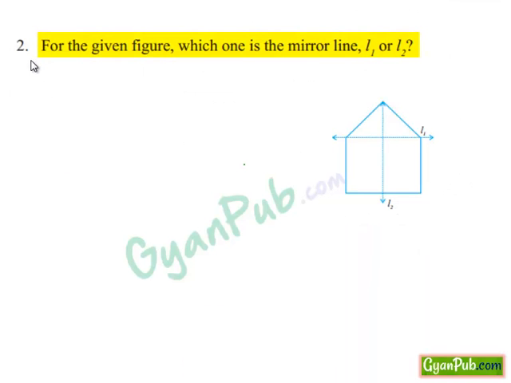The given question is, for the given figure, which one is the mirror image, L1 or L2? Here is the figure, and this is the L1 line of symmetry and the L2 line of symmetry. They have asked us which one is the line of symmetry, L1 or L2 or both. Let's see.